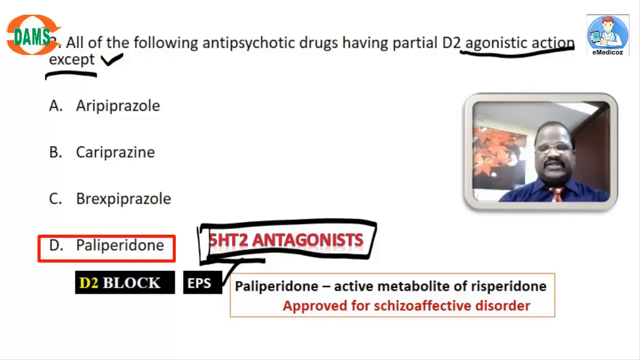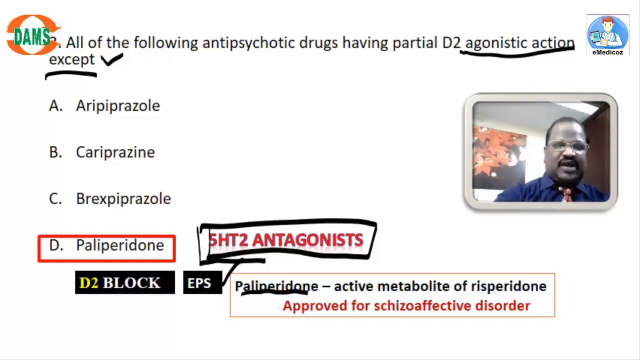And one more point actually, paliperidone is an active metabolite of risperidone. That's the one and only antipsychotic approved for schizoaffective disorder. And coming to the other options, A, B, C.